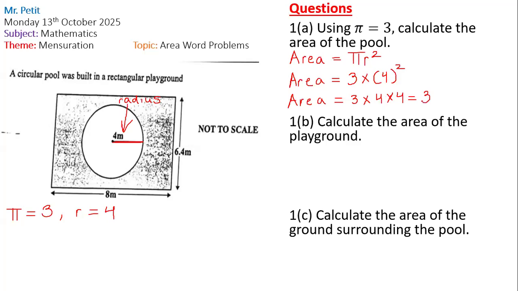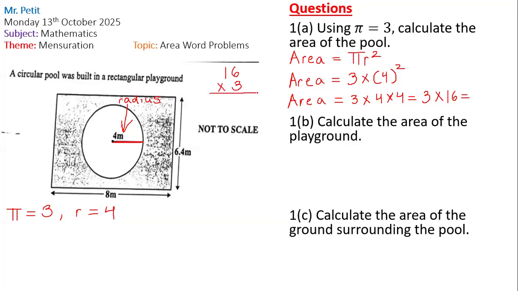So we have 3 multiplied by 16. And what's your answer when you multiply that? 48. 48 meters squared. So 16 meters multiplied by 3.